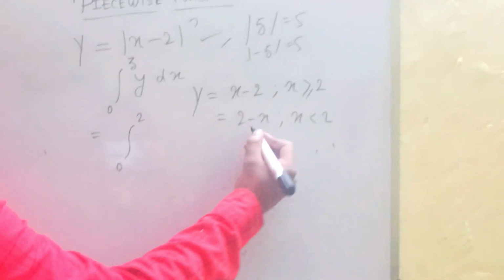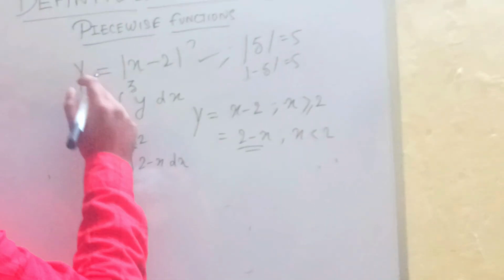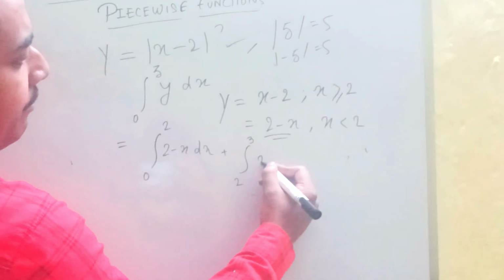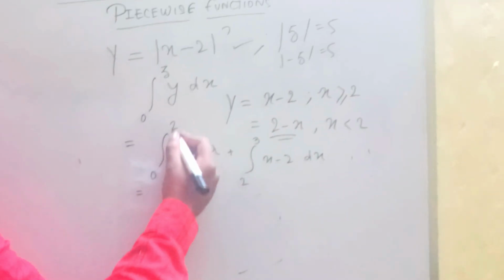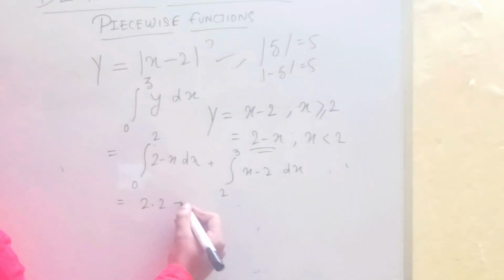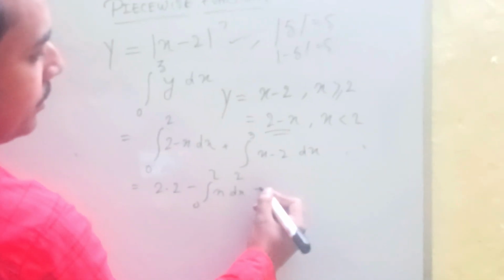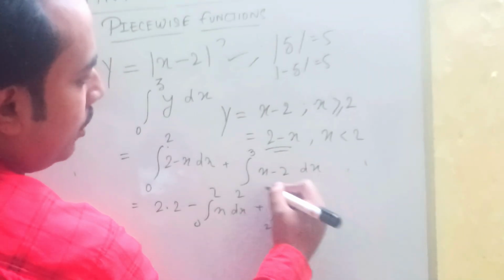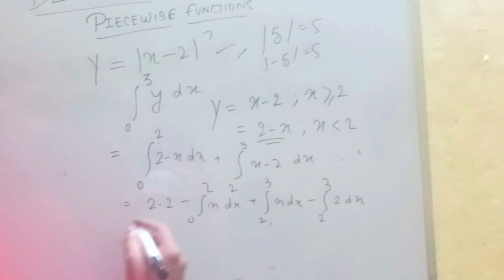So now doing this integral from 0 to 2, this part, we have 2 minus x dx, because under 0 to 2 the value y behaves like this. And then from 2 to 3 we should have x minus 2 dx. Do these integrations term-wise. 0 to 2 should be 2 times 2 minus, then again 0 to 2 x dx plus 2 to 3 x dx minus 2 to 3 2 dx. We can evaluate each of them.